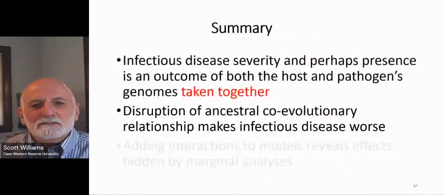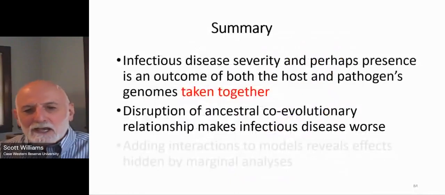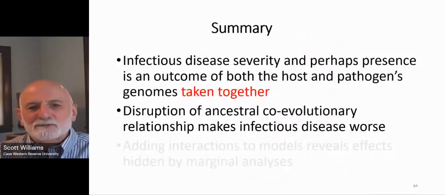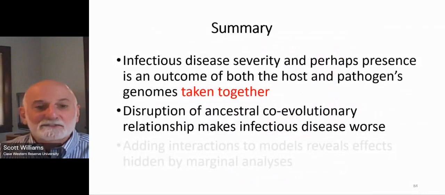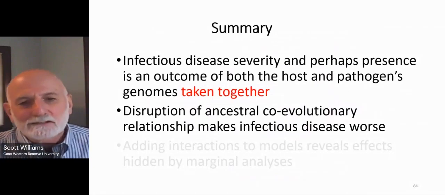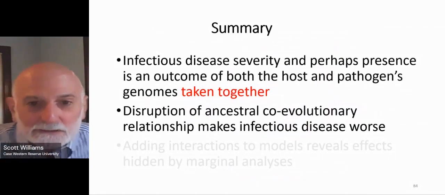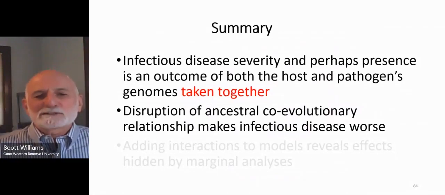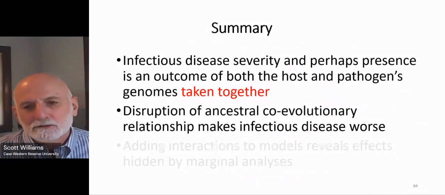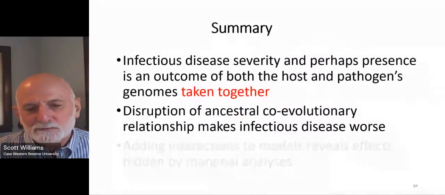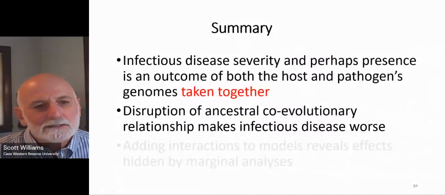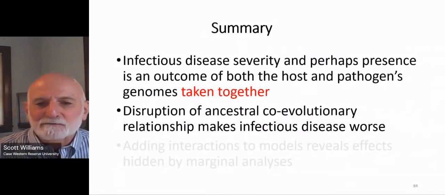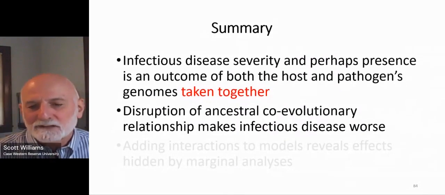So in conclusion, infectious disease severity and perhaps presence is an outcome of both the host and pathogen's genomes taken together. I stress the fact that this kind of coevolution is real, and it is probably much more pervasive. The third system in which it's been at least inferred and demonstrated to some degree is human papillomavirus. The disruption of this kind of coevolutionary relationship makes infectious disease worse.